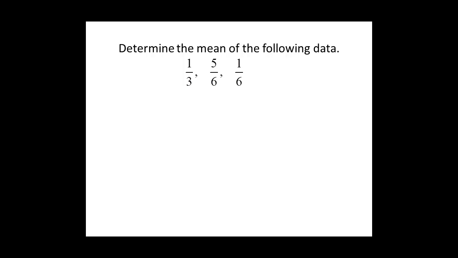Determine the mean of the following data. To determine the mean, you need to add all of the numbers together and then divide by the number of numbers. So we will add these fractions together, then we will divide by 3 because we have 3 numbers. So we need to sum all of the numbers, and in order to add fractions, we need to have a common denominator. We have 3 and 6 in our denominators. We need to determine what the least common multiple of 3 and 6 is.